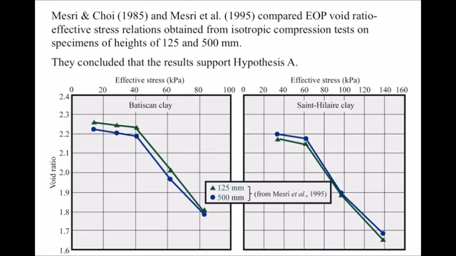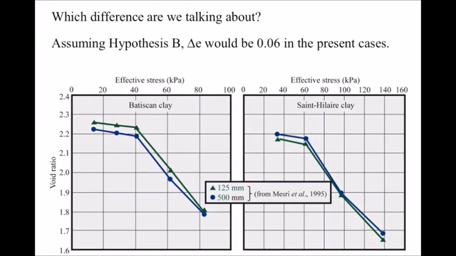However, we can raise a few questions. Which difference are we talking about between the specimen with a thickness of 125 millimeters and the one with 500 millimeters? In fact, hypothesis B, which is at the other extreme, gives a delta E of 0.06, which is not that much.